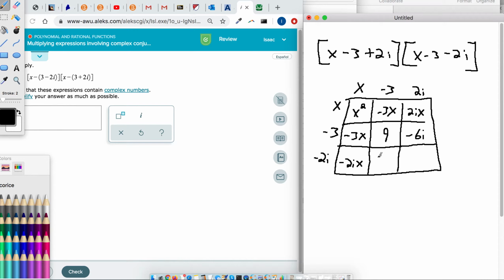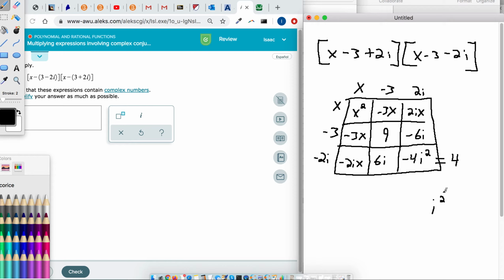Negative 2i times negative 3 makes a positive 6i. Negative 2i times 2i. Now watch this one. That's negative 4i squared, which is equal to 4. Okay? If you haven't seen imaginary numbers a lot, it's because i squared, by definition, is negative 1. Okay? So negative 4 times negative 1 made a positive 4.